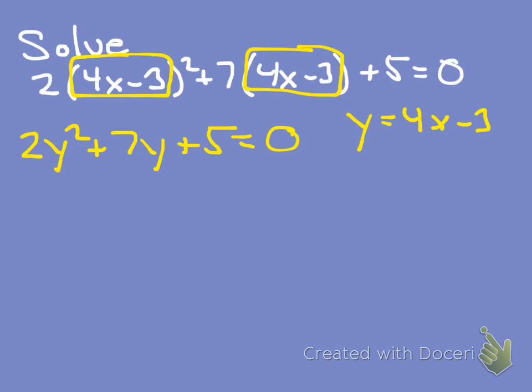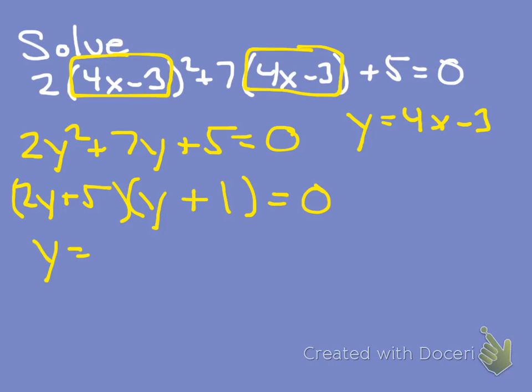Quite nice. And I hope and pray that this factors. Unfortunately, I've given you one that does factor. 2y plus 5, y plus 1. You can verify that that does work out. So we'll have y equals negative 5/2 or y equals negative 1.